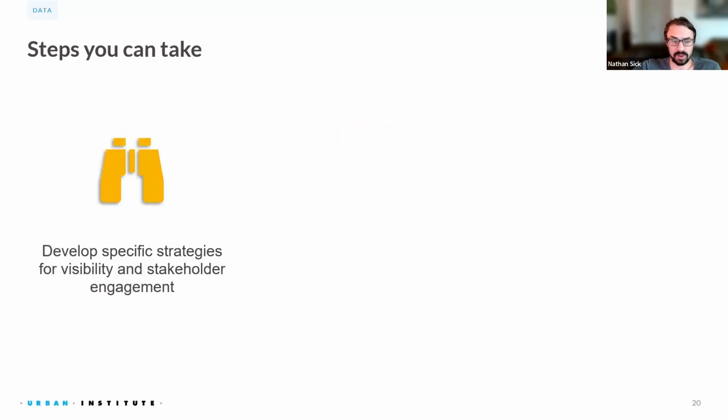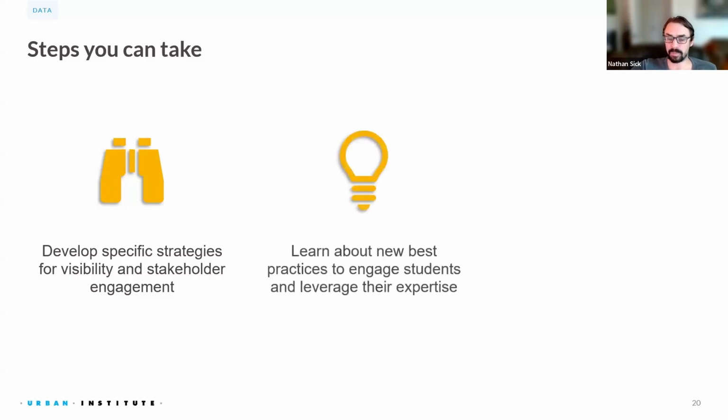So steps you can take, you can develop specific strategies for visibility and stakeholder engagement, and all of these steps should be data informed. So you can think about how to use the data that you have to help increase visibility and engage stakeholders. So understanding and knowing the details of student parents on campus can really help you make a case for why supports are needed. It can help you come to new partners and show them how they can help support parenting students. And it can just help be a motivator to show that there's a need on campus.